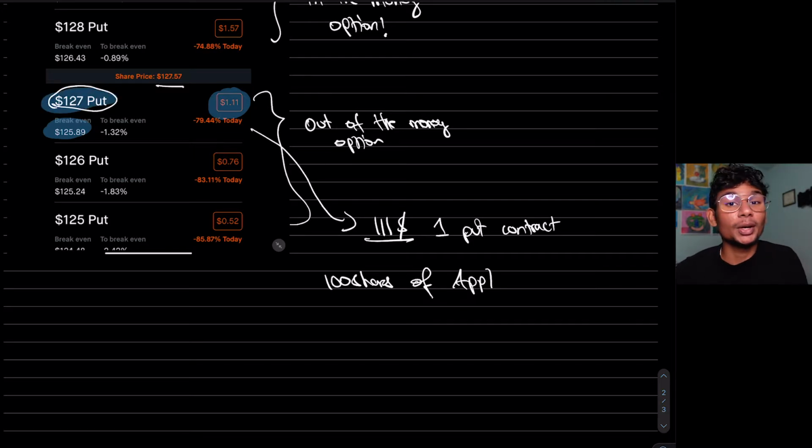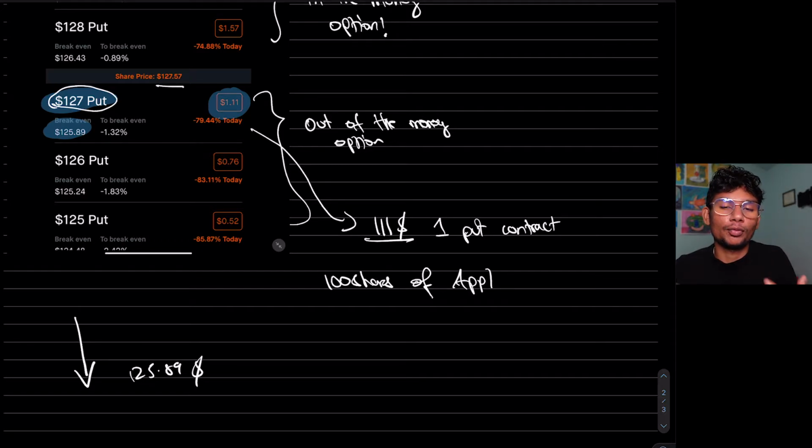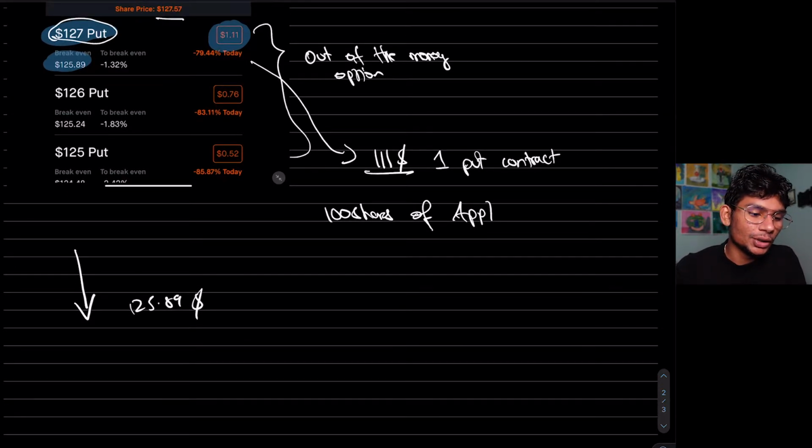So now that you understood that we do not want these contracts to expire during expiration date, we kind of don't need to worry about the break-even point, right? Because it's not going to matter. As long as you see that the stock price is going down, you will be making profit. However, it's always safe to know that if your stock price is below the break-even point of $125.89, you will be making more money. So that's the gist of it.